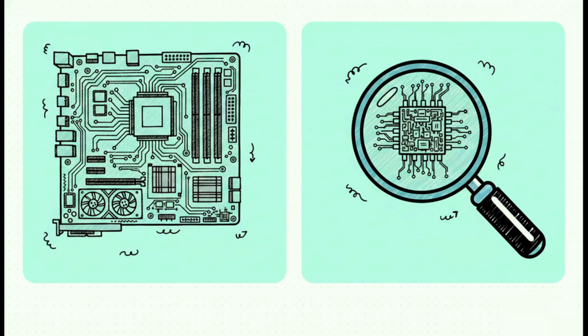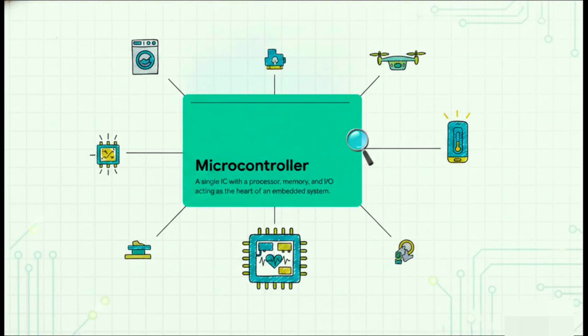Embedded architecture, on the other hand, takes all of those separate components and shrinks them way, way down, integrating everything onto one single tiny chip. And that tiny chip has a specific name. It's a microcontroller.